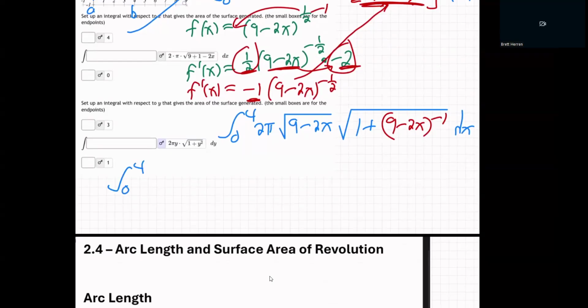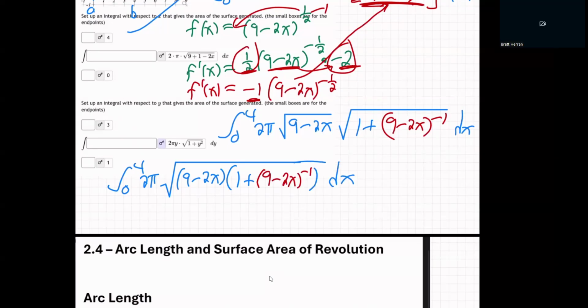Well, now we're going to do a little bit of a tricky step. Let me show you. So again, the 2 pi is just sitting here. Now these are both square roots, so they can multiply and become one big square root. They're both under square roots together. So then I can just say, okay, it's just 9 minus 2x and 1 plus 9 minus 2x to the minus 1 dx. Right? So I just multiplied this and this together under one big square root since they both were under square roots.